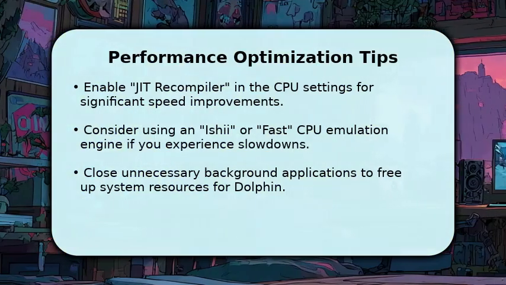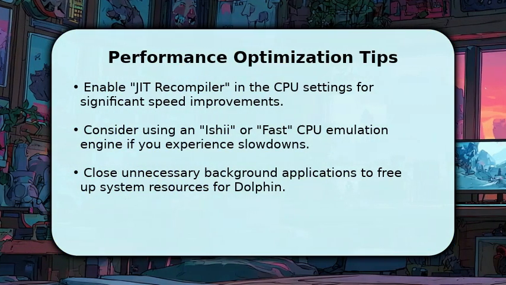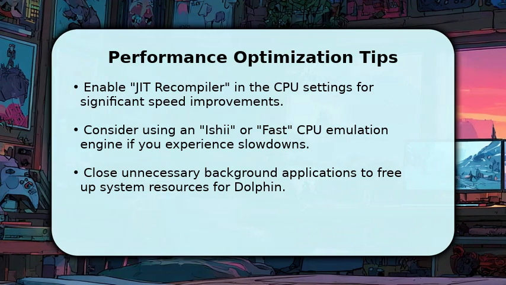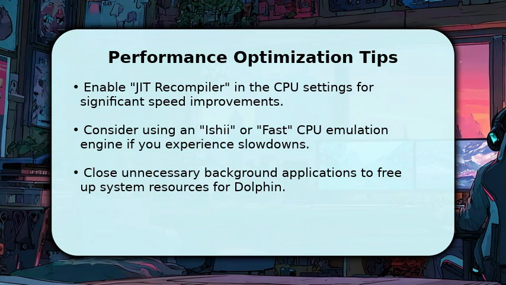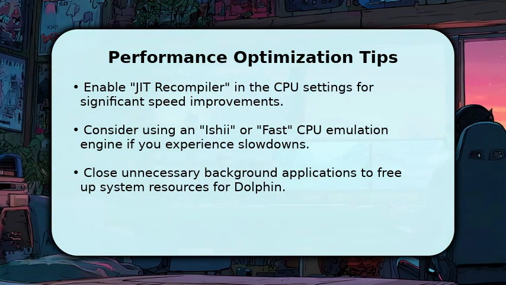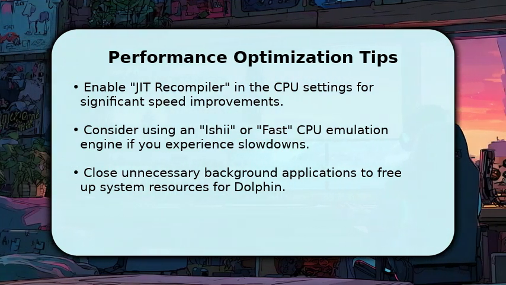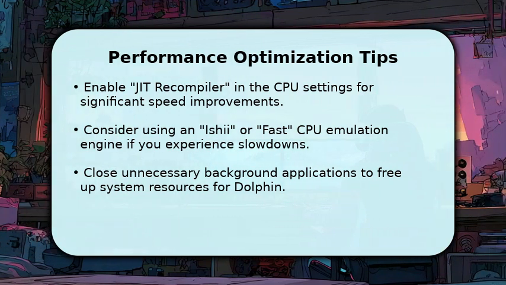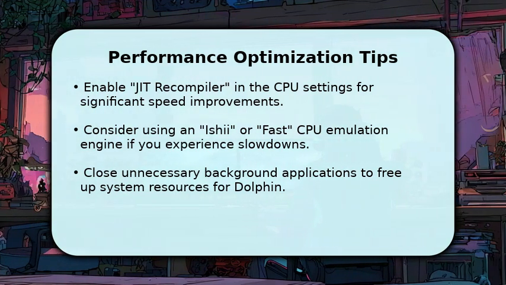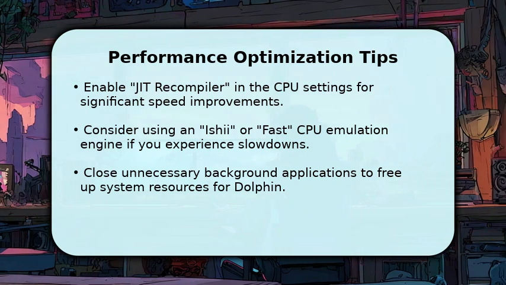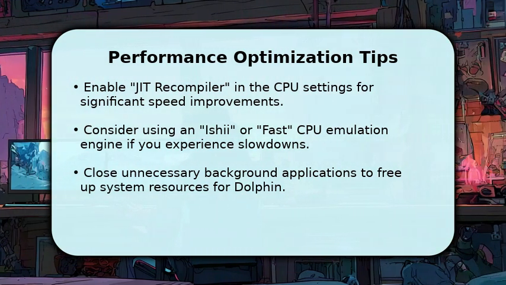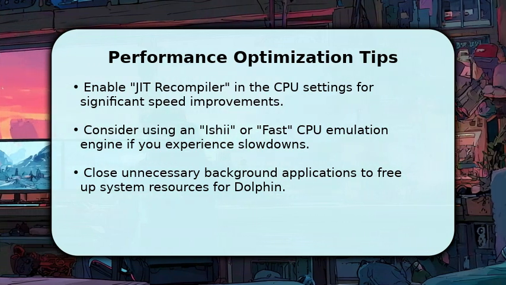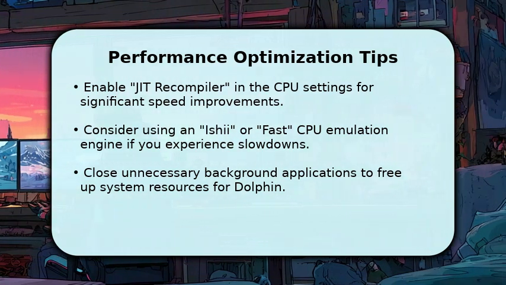To get the best possible performance, there are a few more tricks. In the CPU settings, make sure JIT Recompiler is enabled. This can provide a significant speed boost. If you're still facing slowdowns, try switching to an interpreter or fast CPU emulation engine. Finally, always close any unnecessary background applications running on your computer. This frees up valuable system resources, allowing Dolphin to utilize more power for a smoother Call of Duty experience.